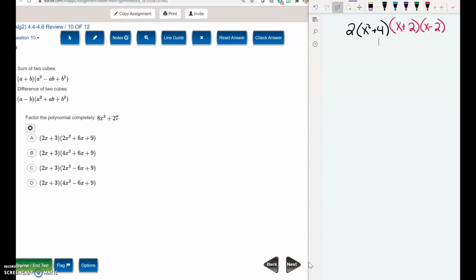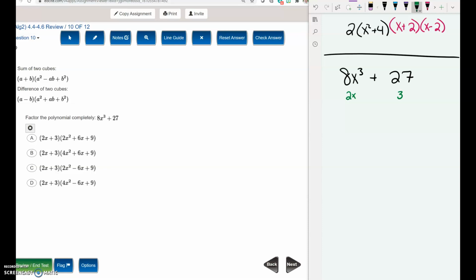This one, notice I gave you the formulas for sum and difference of two cubes. You can use your notes to help you, so you should have a list of perfect cubes in your notes. 8x cubed plus 27. 8x cubed, that's the perfect cube of 2x. So the cube root of 8 is 2, the cube root of x to the 3rd is x, the cube root of 27 is 3. So in this sum of two cubes formula, everywhere you see an A, you should put 2x. Everywhere that you see a B, you should put 3.